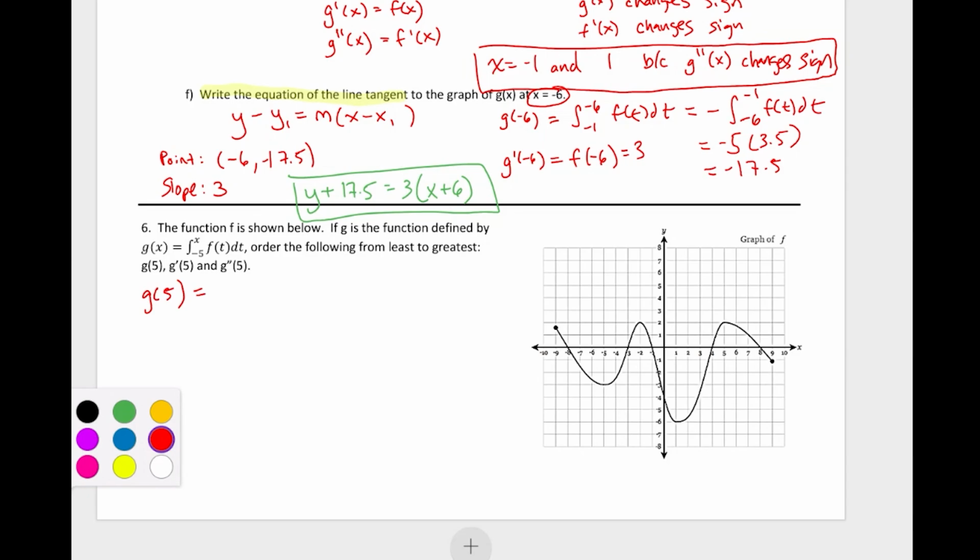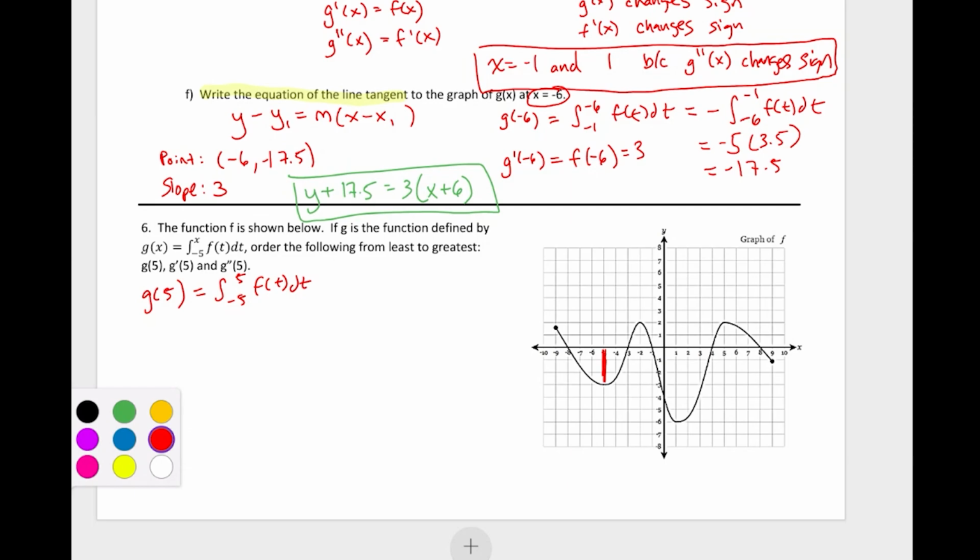Okay, so g of 5 is going to be the integral from negative 5 to 5 of f of t dt. In other words, we want the area underneath the curve between negative 5 and 5. So we've got, oh, wait a minute. We're not going to be able to actually do that. Let's back this up a little bit.